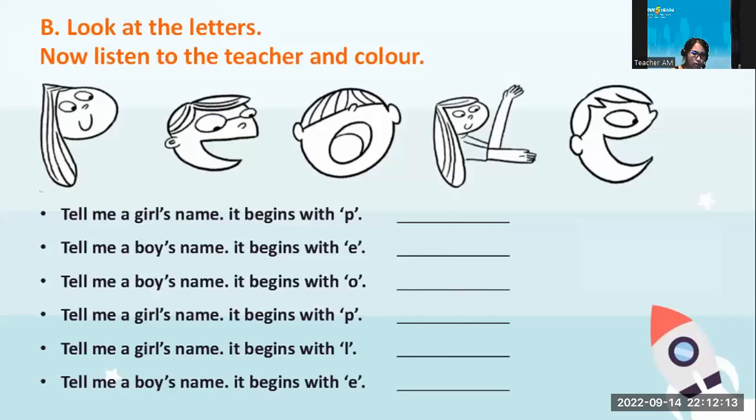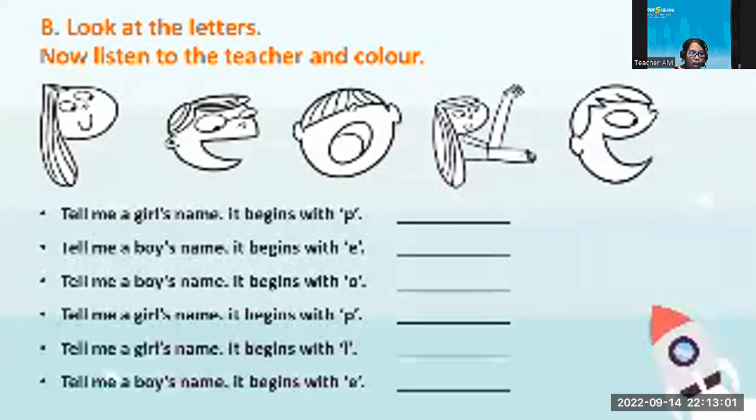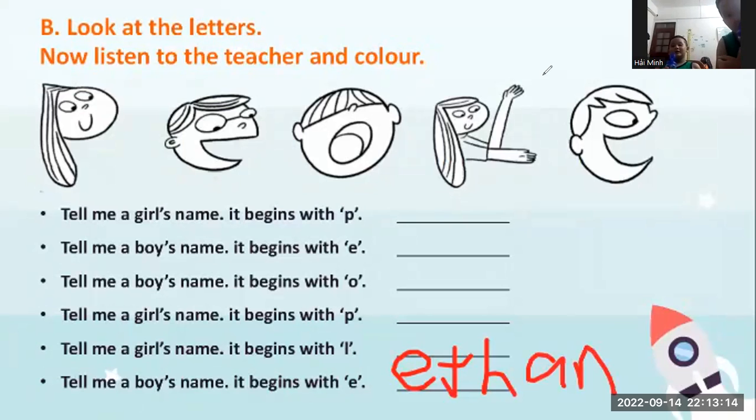How about P? Tell me a girl's name that begins with P. Bill. P. Pin. Yes. Okay. Pin. How about a girl's name that begins with L? Lucy. Boy's name that begins with E? Yes, I don't know. Okay. So E, that is Emma. I know boy's name. This is Ethan. Oh, Ethan. No, it's E.